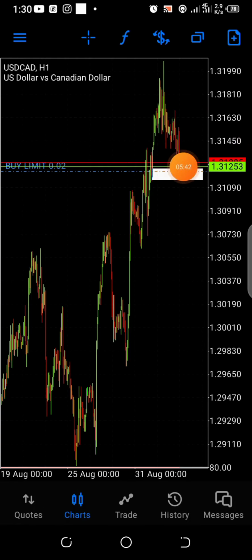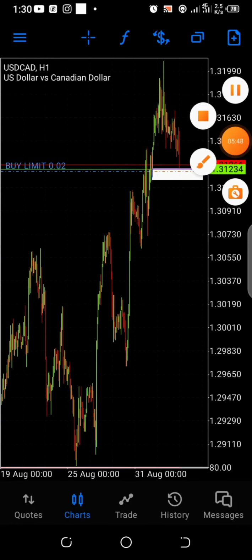If anything makes this not buy from here and the price closes below this level, next week I'll be looking for sell on USD. So my bias on USD is going to change straight up.